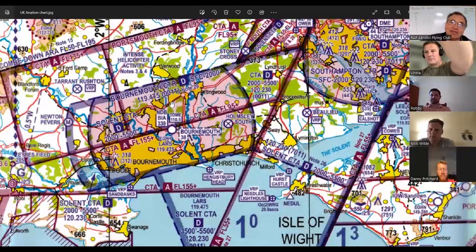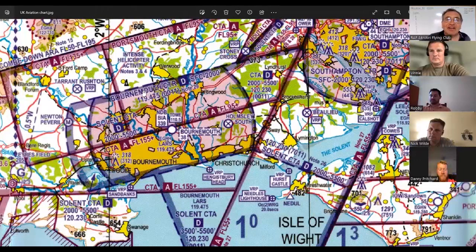Yes, but you'd have to be very careful what height you were, because you'd have to be over 5,500 foot, but under flight level 135, wouldn't you? But of course, in reality, when you're flying around the UK, you always want to be talking to somebody on the radio. So you would probably be talking to Bournemouth. How would you know the frequency to talk to, though?